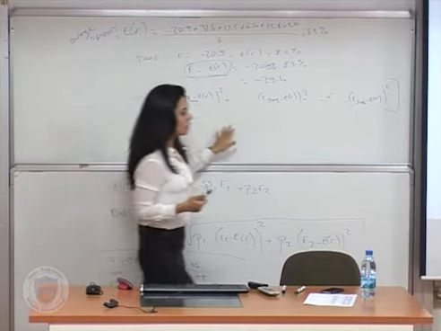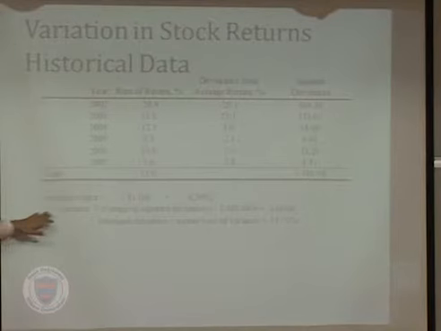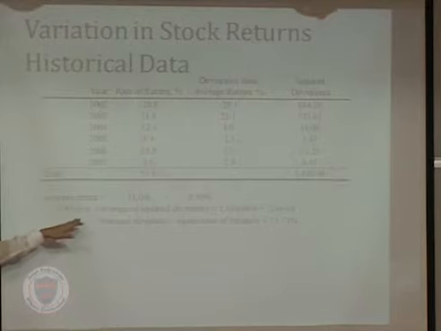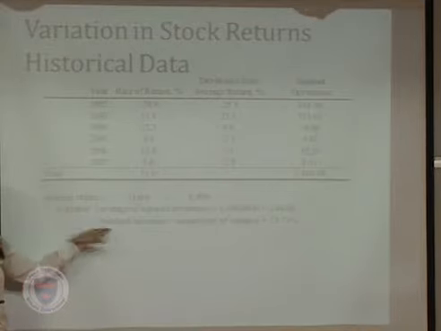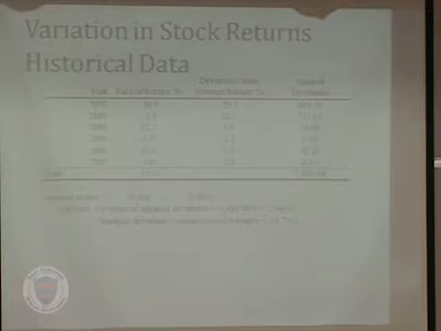So this is going to give you the variance, which is 246. For the standard deviation, you have to take the square root. So if you take the square root, the standard deviation will be 15.7%. So for those 6 years, this stock had an average return of 8.5% and risk of 15.7%.